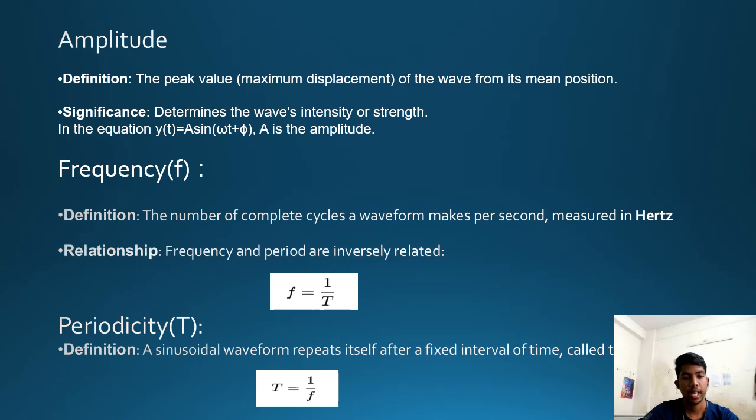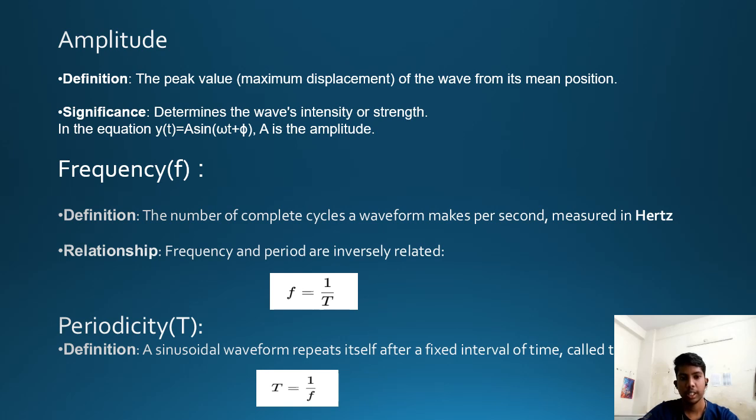Firstly, we will discuss amplitude. The amplitude represents the maximum displacement from the equilibrium position. It determines the wave's energy or intensity. Example: loudness in sound, brightness in light. The significance of amplitude is that it determines the wave's intensity or strength.